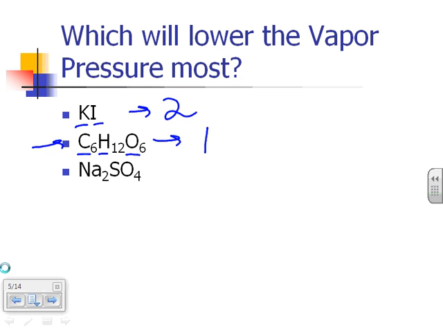This last one, sodium sulfate, that one's going to dissociate into three particles. You're going to have two sodiums and one sulfate. And so that one's going to have three particles. So the correct answer is Na2SO4, because it will form three particles.